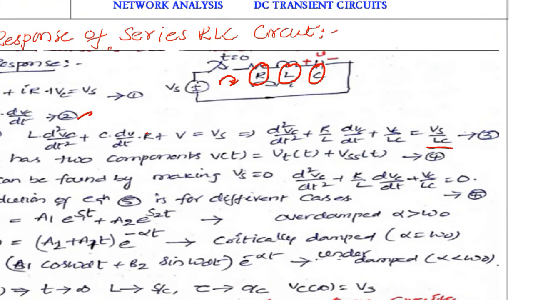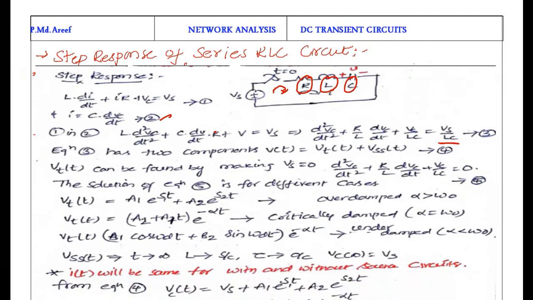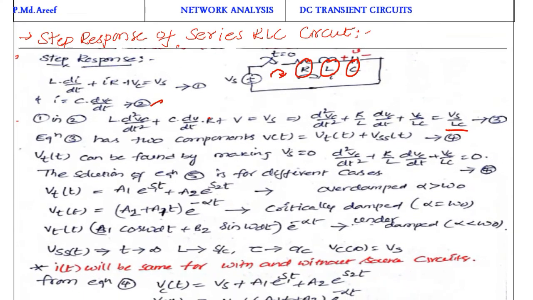So this is the second order equation. This equation has two components, that is transient component and steady state component. So if you make this Vs by LC zero, this equation will give transient response. So Vt of t can be found by making Vs source is 0, so this equation we already solved. So this equation will give a second order equation. So s square plus R by L into s plus 1 by LC. This is the second order equation.